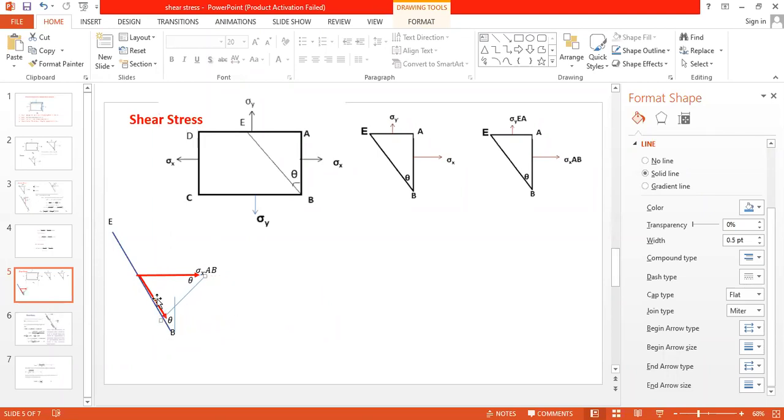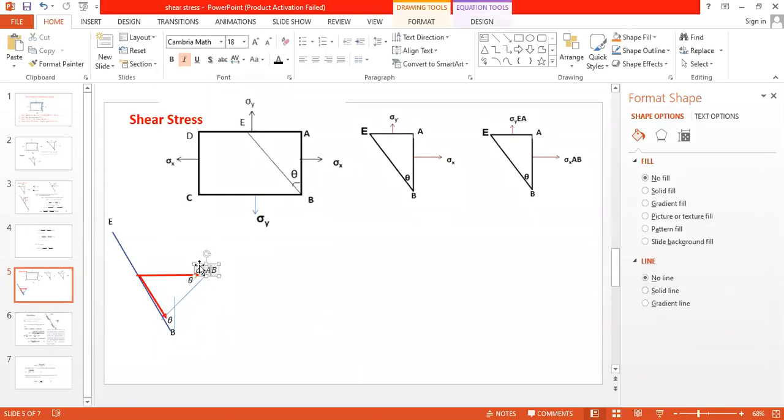Okay. Now we have to calculate this component. Now what is this component? Can anyone tell? This tangent component. Now this tangent component is sigma x AB sin theta, sin theta.